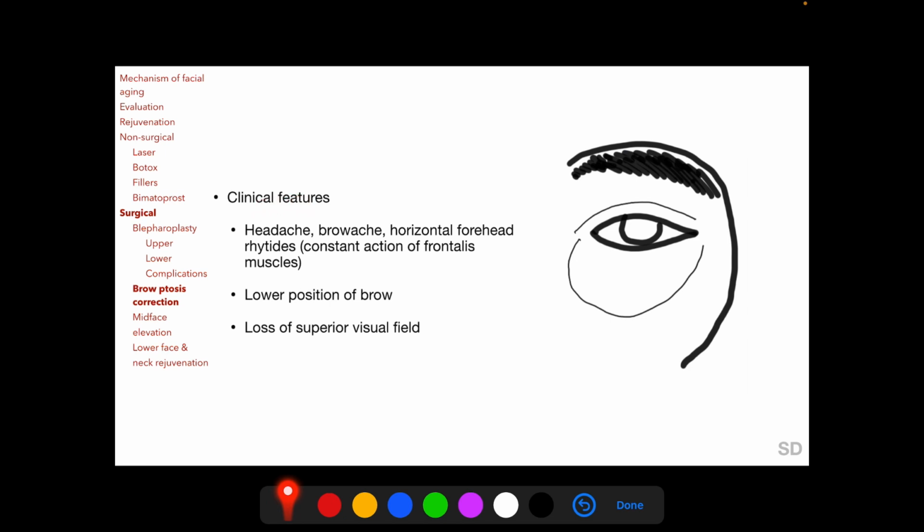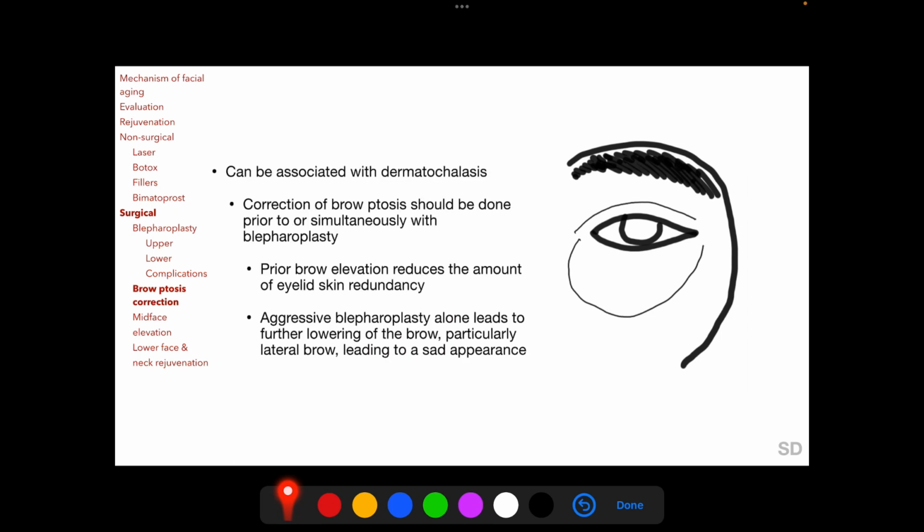Clinical features of brow ptosis include headache, brow ache, and horizontal forehead rhytides due to constant action of the frontalis muscle, a lower position of the eyebrow below the superior orbital rim, and loss of superior visual fields. Brow ptosis can be associated with dermatochalasis, and when brow ptosis and dermatochalasis occur together, as we have mentioned when discussing upper eyelid blepharoplasty, correction of brow ptosis should be done prior to or simultaneously with upper eyelid blepharoplasty.